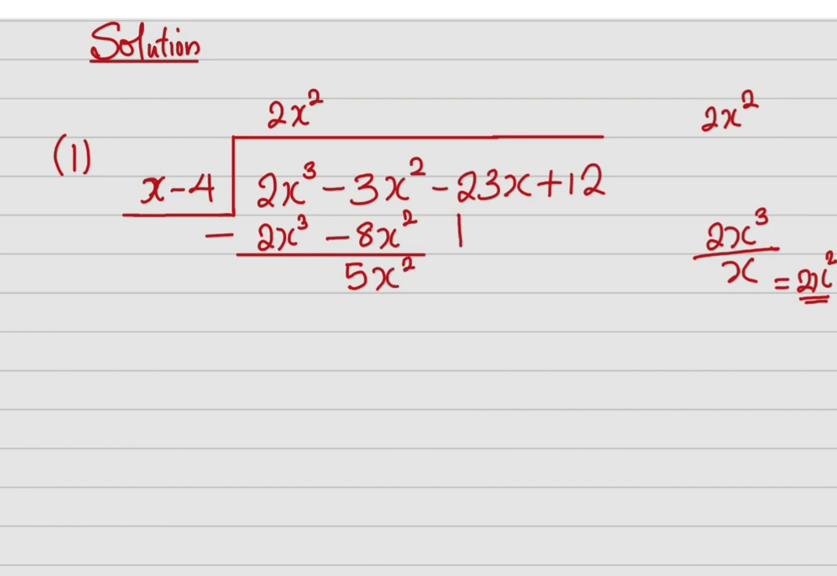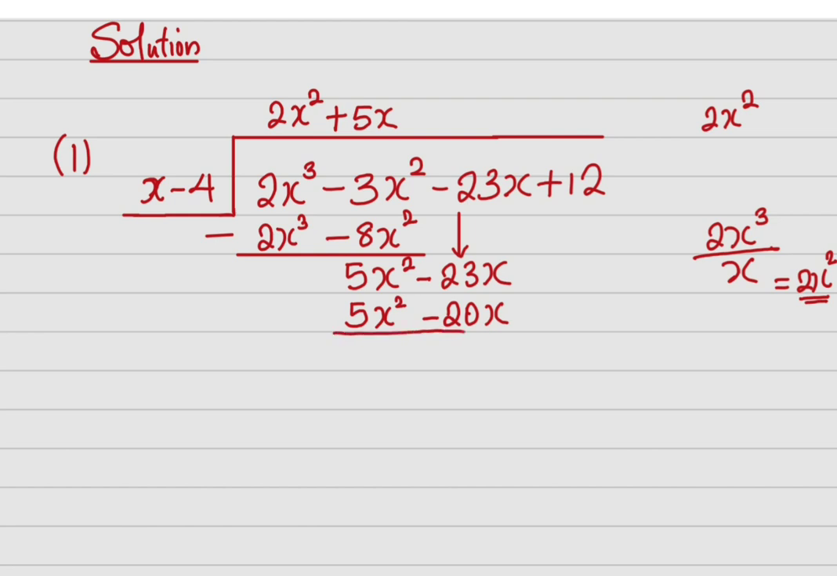Then I will now bring down this. All right, I'm bringing down minus 23x. All right, just like our normal division. Now bringing down minus 23x, you do the same thing. You have 5x squared. So what is it that when I multiply x by it gives me 5x squared? It is what? Plus 5x. So by the time I multiply the factor x minus 4 by 5x, I'm going to get 5x squared, then minus 20x. All right.